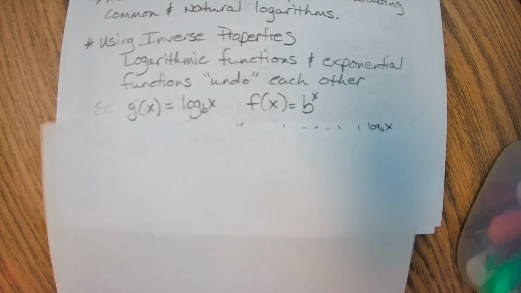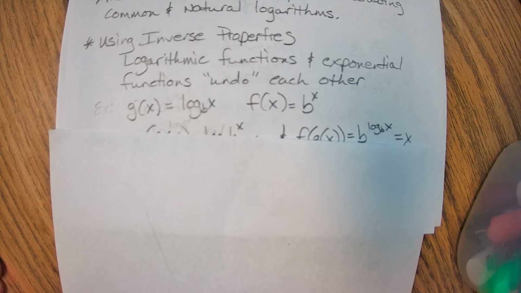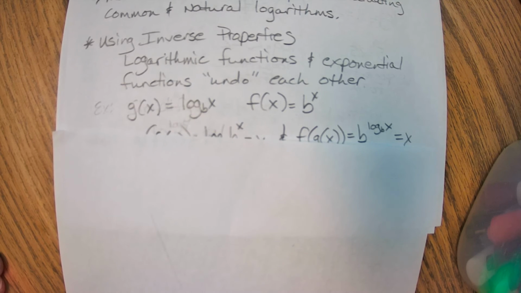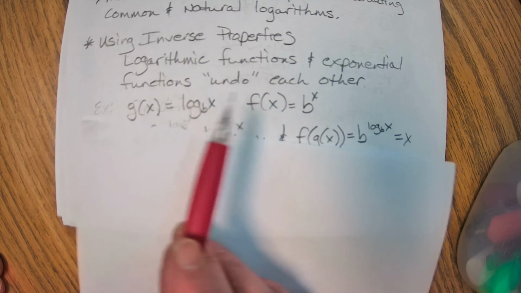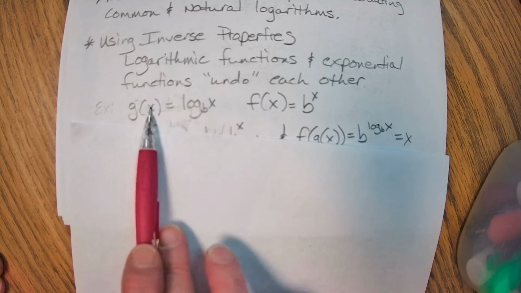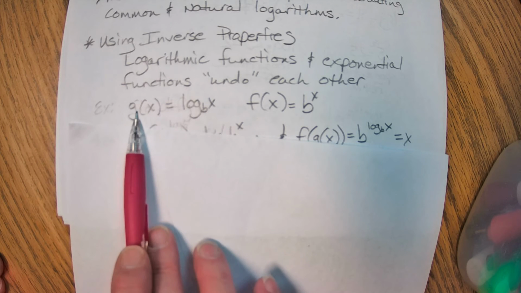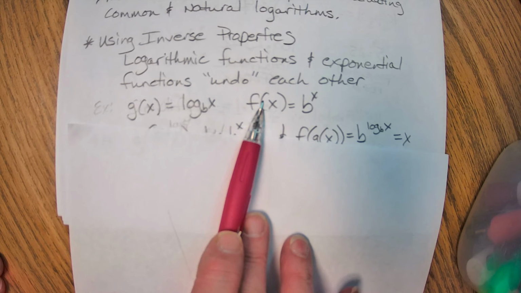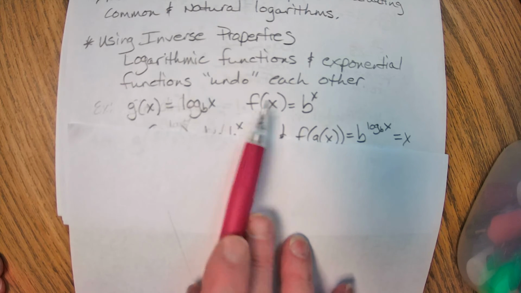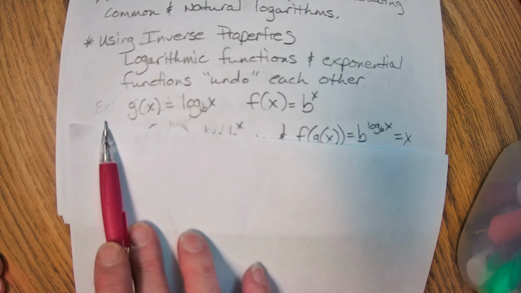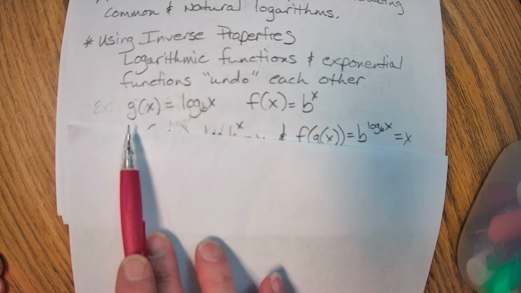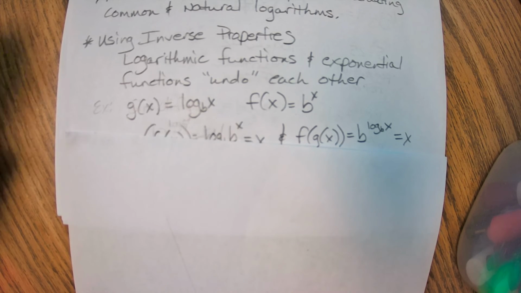So what does that mean? Well, let's say we have two functions. We have g of x and f of x. If these are inverse functions of each other, then if I evaluate g of f of x, the answer should be x. And if I evaluate f of g of x, the outcome should be x. So they undo each other.